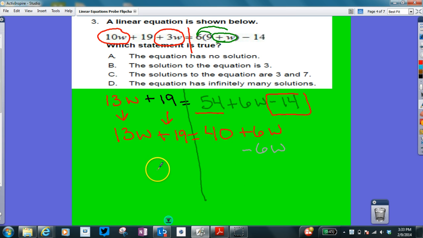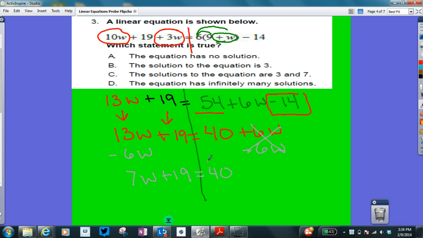And whatever I do to that side, I've got to go right back over here and do the exact same thing. And see, that gets that to 0. It's going to cancel out. And now I have 13 minus 6, and I'm going to get 7. So I have 7w, because I can combine these because they're the exact same thing, plus 19 equals 40.